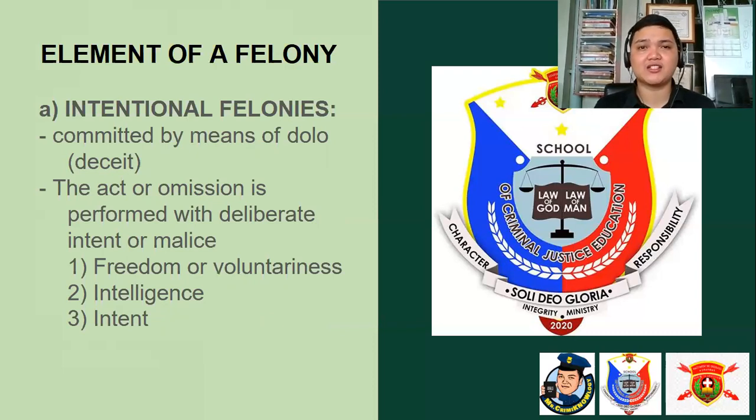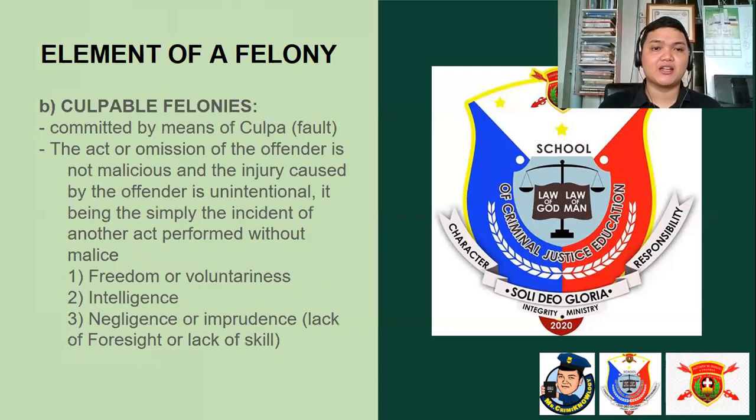Number two, intelligence. So you thought about it, you planned about it, you are aware of the action and the possible outcome of that action. And number three, there is an intent. It is intentional. So those are the elements of intentional felonies. And let's proceed to the next. B is culpable felonies, acts by means of culpa or fault. The act or omission of the offender is not malicious and the injury caused by the offender is unintentional. It being simply the incident of another act performed without malice.